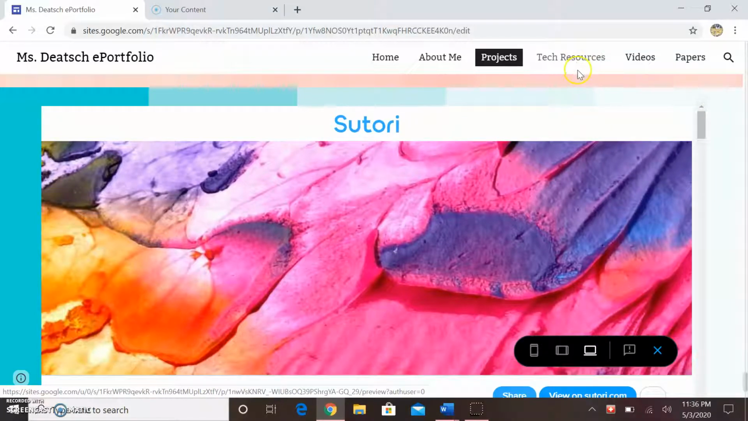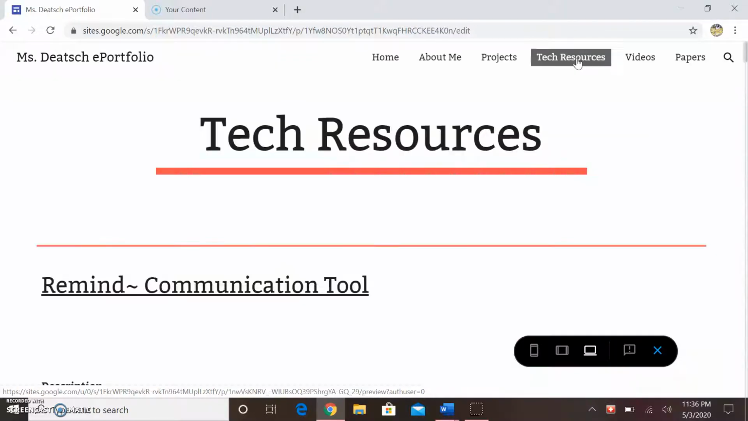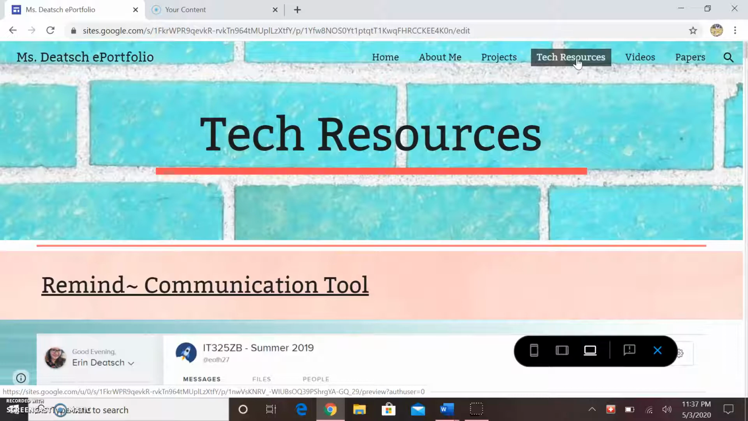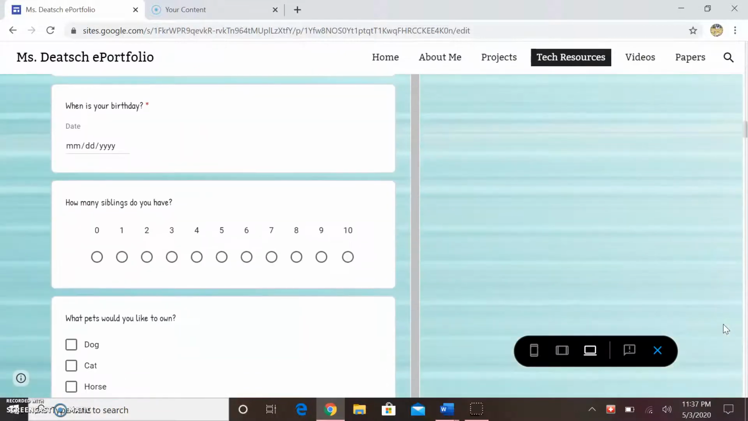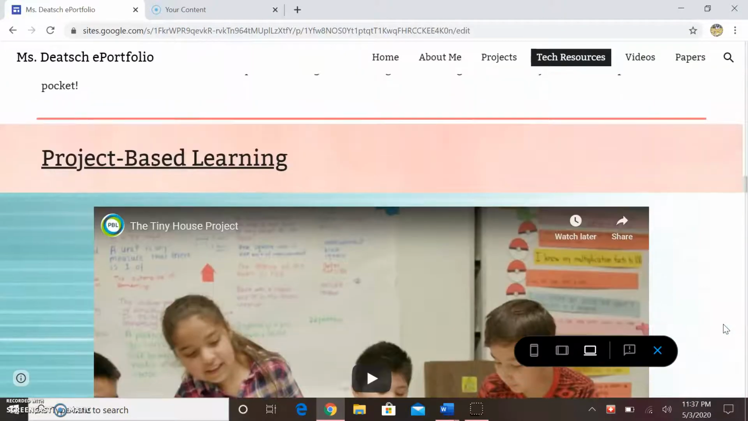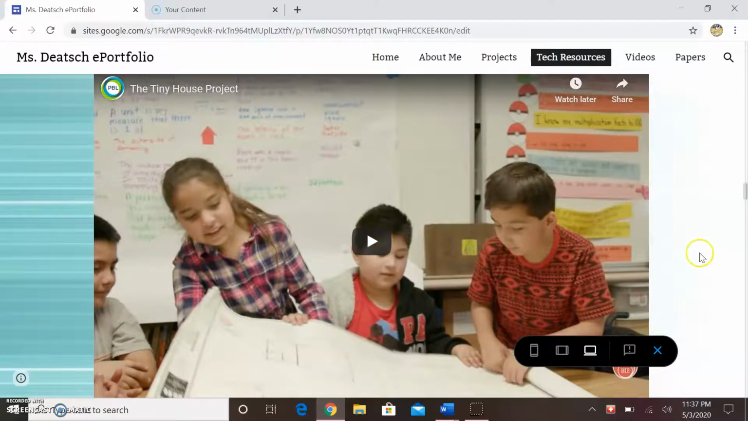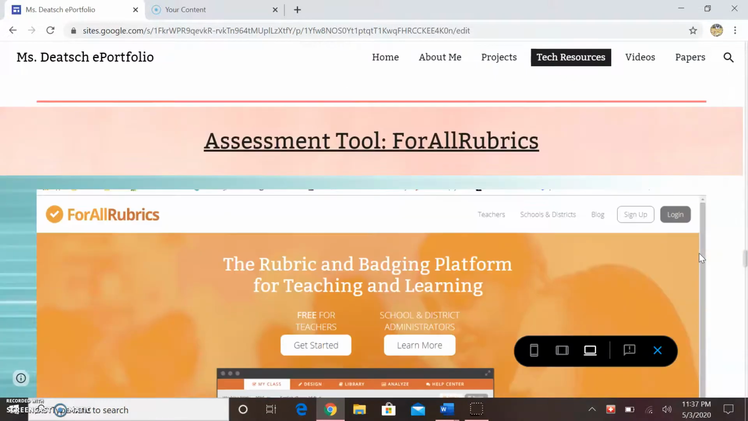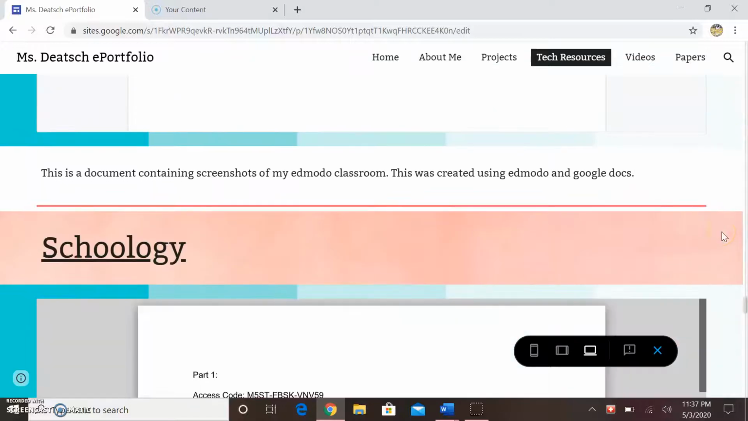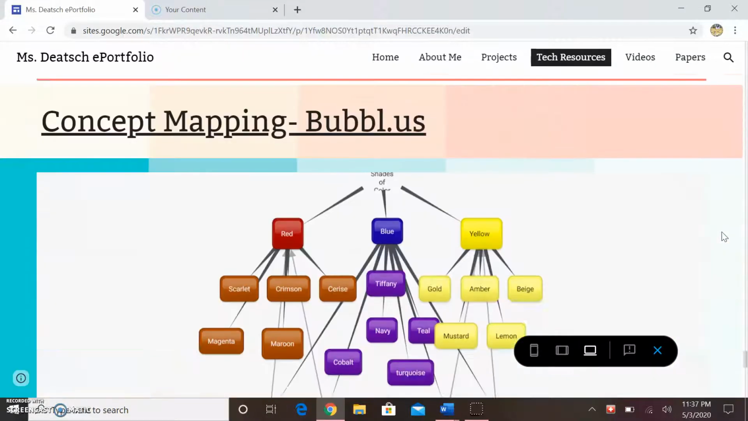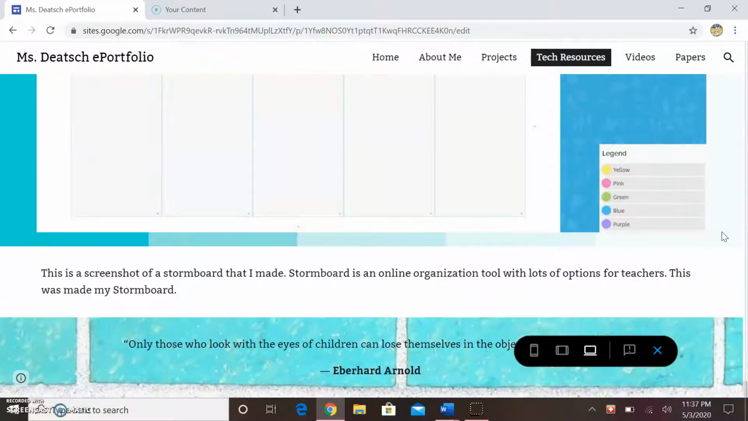So for my next tab, I have technology resources, and this is my large tab. I'm very thankful for Emporia State letting me spread out my feelers on what I can use within the classroom and what is out there. So I've got lots of, like, a communication tool, pre-assessment tools. Here's my project-based learning where it explains like a project that they went through. More assessment tools. There's Edmodo. Let me stop scrolling on there. Schoology, Tinkercad, concept maps, a storm board.